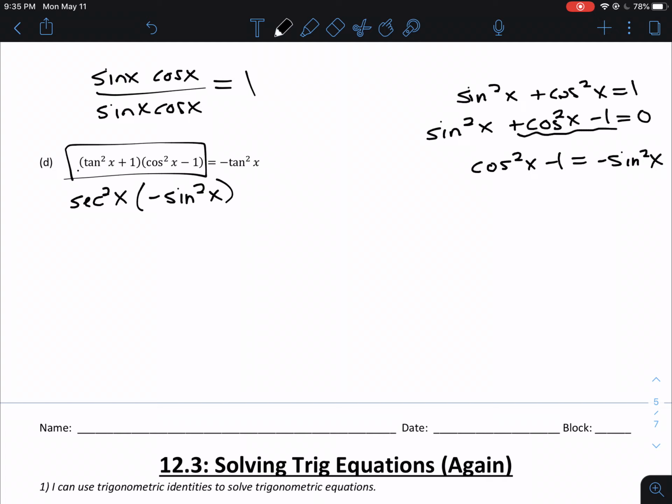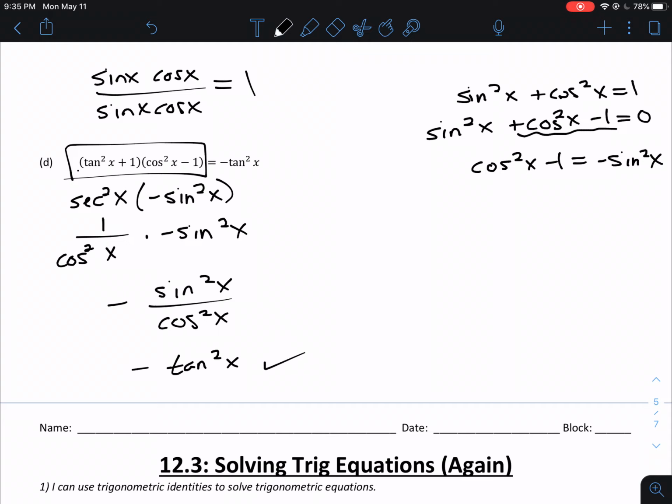Now at this point, I really don't have a whole lot else I can do as far as identities go. So let's just use our reciprocal identities to rewrite secant squared x as 1 over cosine squared x multiplied by that negative sine squared x. Then we can write it as a single fraction, so negative sine squared x over cosine squared x. And hey, what do you know? Sine squared x divided by cosine squared x is tangent squared x. You get a negative in front, so negative tangent squared x, and you are done.